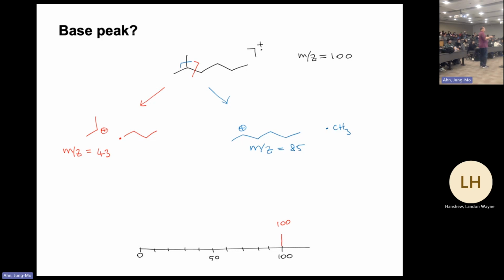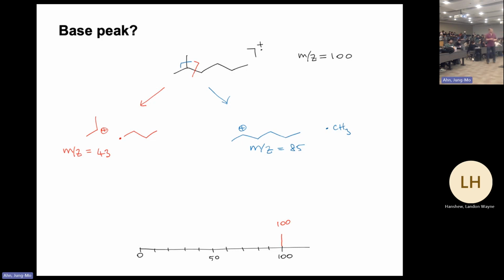As I said, the molecular ion peak is going to be small. It will be the highest mass peak, matching the molecular weight, but because it's not going to be large, it will not be the base peak. Then, out of those two other fragments, which one do you think will be the base peak? The most stable intermediate will make the signal bigger.